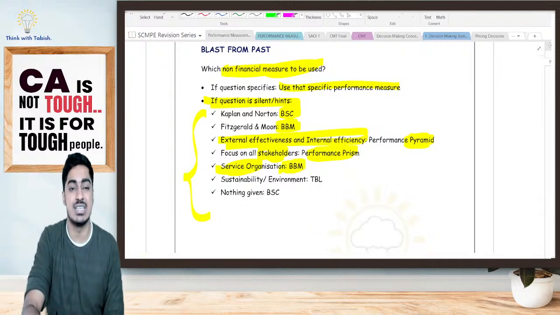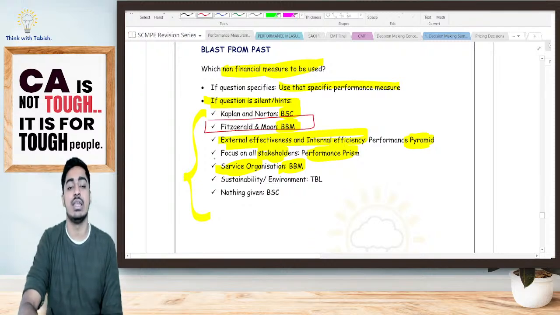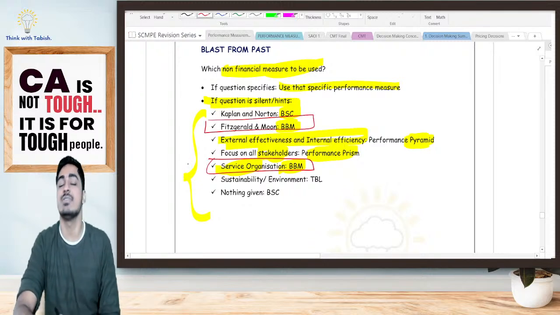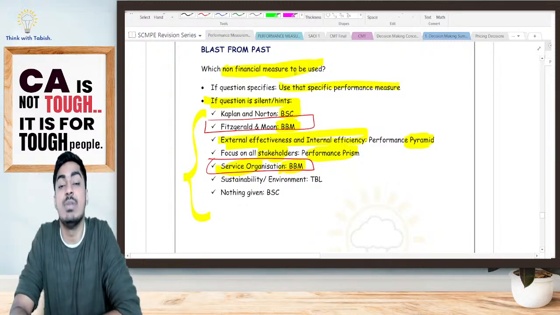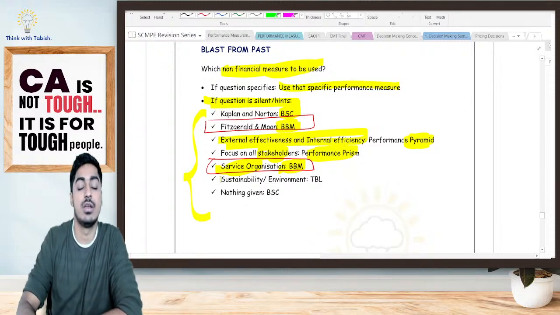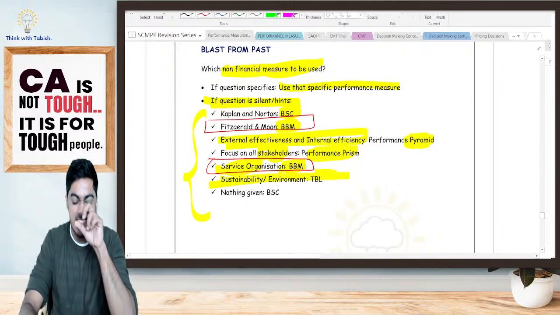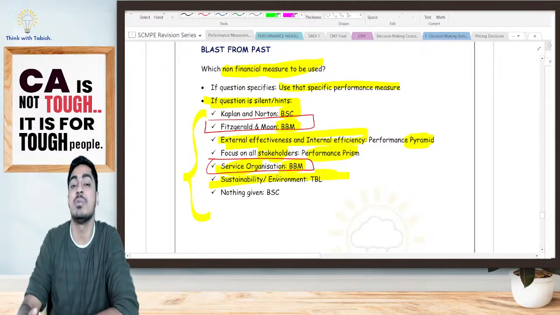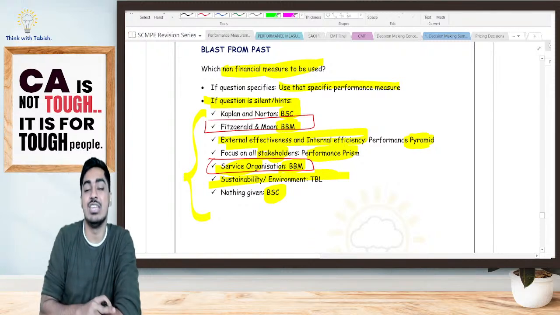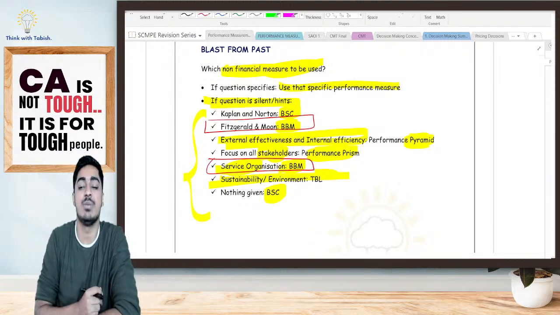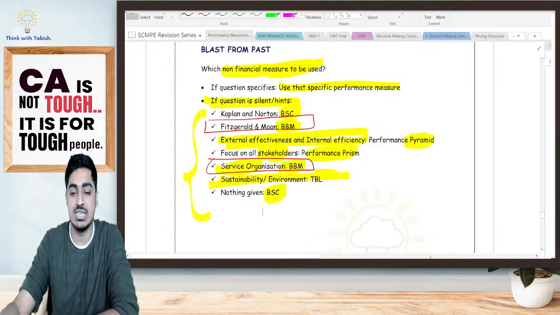These two we will discuss. The building block model was popularized by Fitzgerald and Moon, and it is mainly for service sectors. However, if the question says come up with a model focusing on sustainability and the environment, triple bottom line. However, if nothing is given and they are just asking you to apply a performance measure, you can go for the balanced scorecard, which is one of the widely used performance measures. Is it clear? Any of these hints will be available. Based on that, you can apply the model, my dear students. Is it clear, everyone?